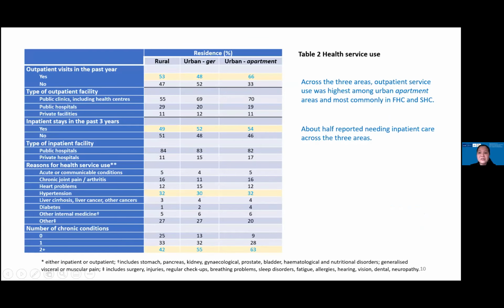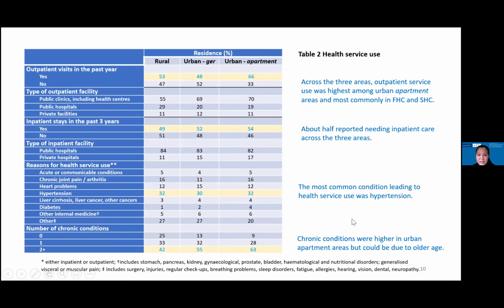For health service use among the 3 areas, starting with outpatient services, use was highest among the urban apartment areas, where 66% of people used services within the 12 months, commonly at both family health centers and Soum health centers. About half of people needed inpatient care across the 3 areas, similarly within the 3 years. Another significant indicator is hypertension, which is the highest reason for service use. Chronic conditions were higher in urban apartment areas compared to others, and I think this could mainly be because of age.